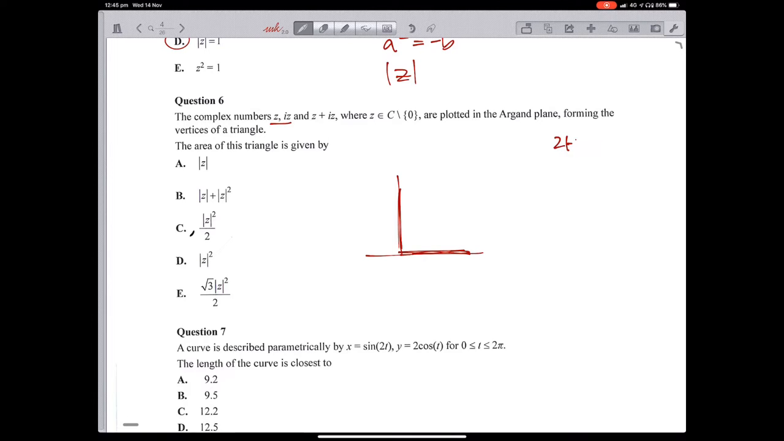Say it's 1, and then if I put an i in front of it, so it's going to be a square, because I've got that, that, and there. So those lengths are going to be the same, because we know that those two are going to be at right angles to each other. So we want to find the area of the triangle. So we know what that length is. We know what that length is. A half ab. Half mod z, mod z, sine of 90, which we know is 1. So it's going to be mod z squared on 2.